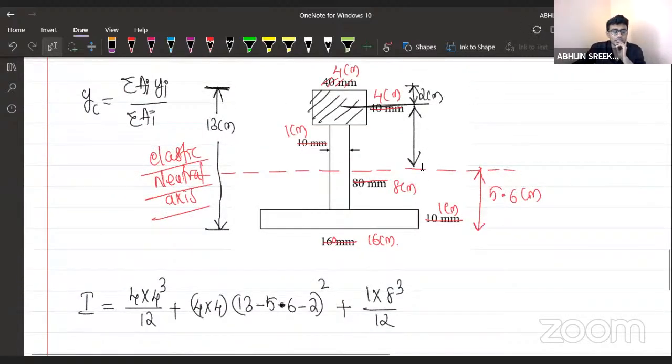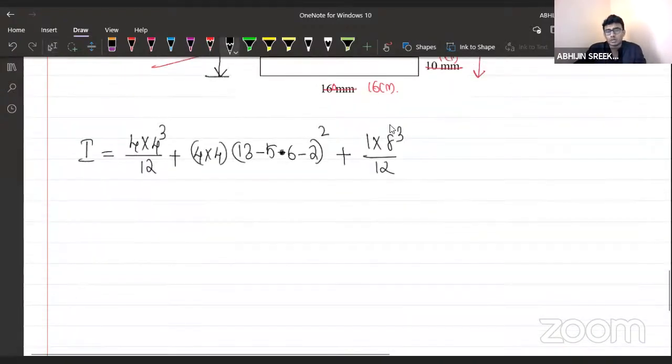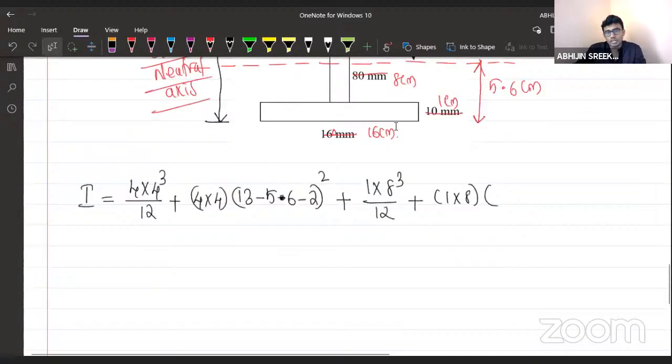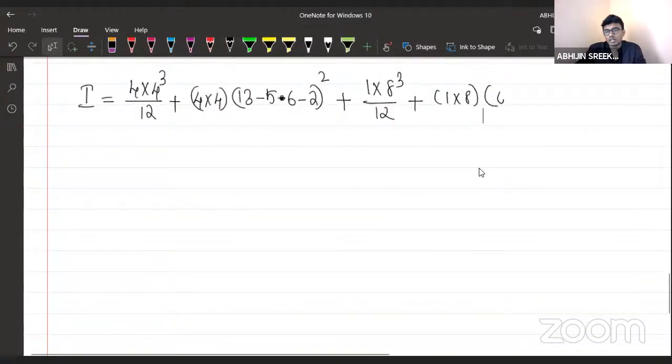So I am getting your answers. The value is correct or not? 9.507. Let me check with others' answers here. Let me check. 1 into 8. So you can proceed further, right? 1 into 8 plus A1 here is 1 into 8, H1 square, I think it is 5.6. Total is okay. I think it is 0.6. You can confirm this.